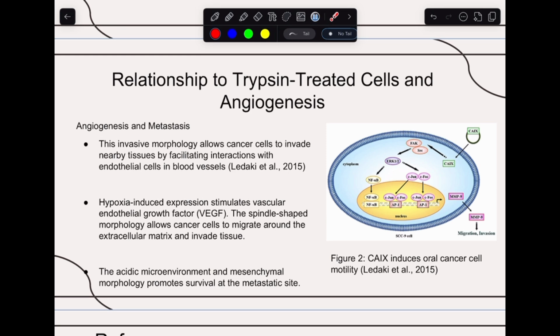As seen in Figure 2, the protein links overexpression with migration and invasion in a molecular process that occurs within the cell. This can be seen when CA9 induces oral cancer cell motility.